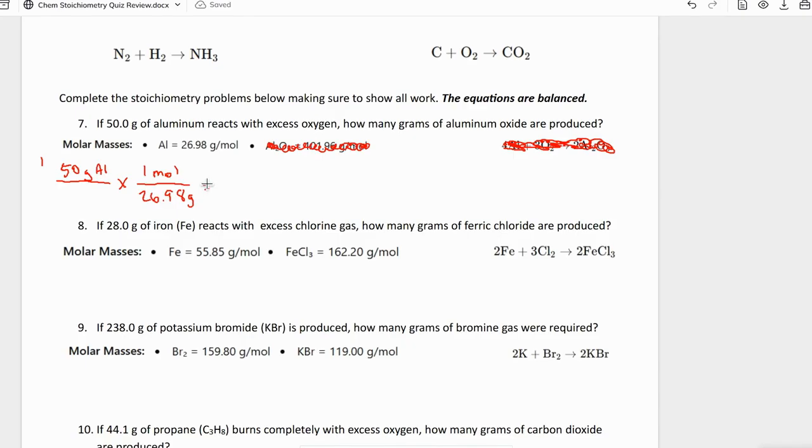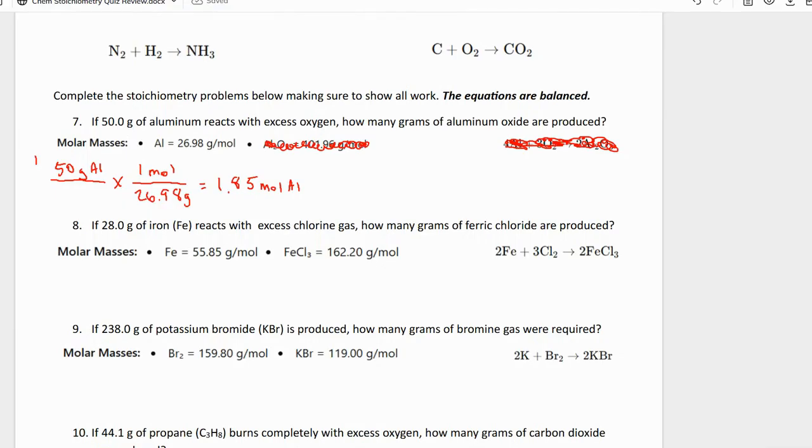Now I got my calculator here. Let's see. So 50 times 1, of course, is 50, divided by 26.98. 50 is more than 26.98, so we should get a number bigger than 1. Let's see what we get. 50 divided by 26.98 equals, we got 1.85 moles. Okay, let me write it. Moles of Al. All right, so that's step 1. I'm going to go ahead and pause it and start step 2.